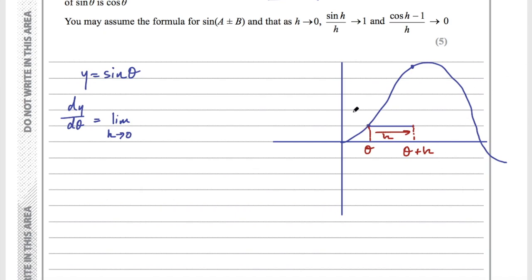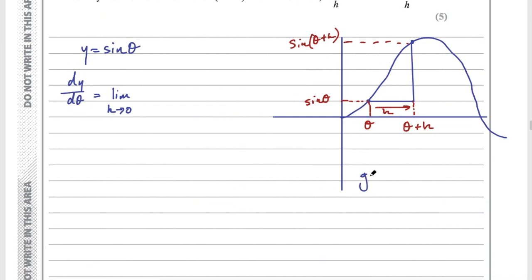And so this y value here will be sine of theta, remember, because y equals sine theta. And this y value up here will be the sine of theta plus h. Okay, so to find the gradient, remember that the gradient is the rise over the run. So how do we find the rise? We take the second y value and subtract the first y value, and the run is the second x value, subtract the first x value.